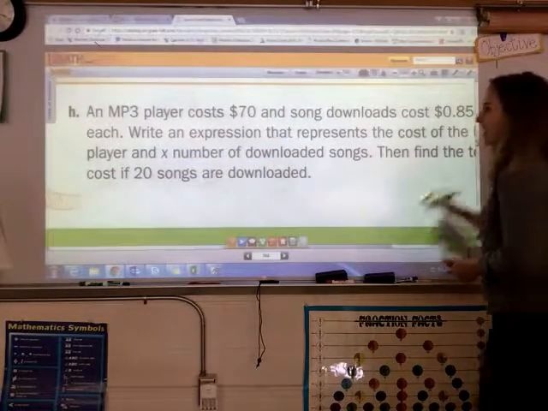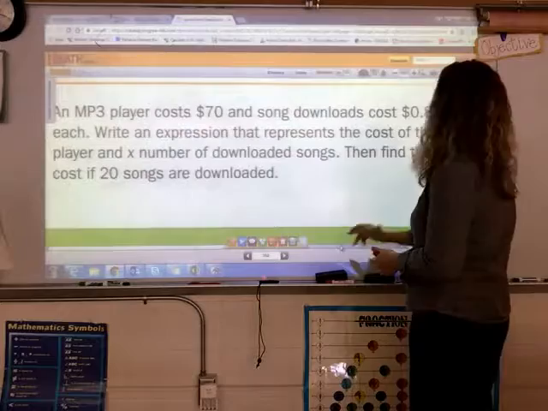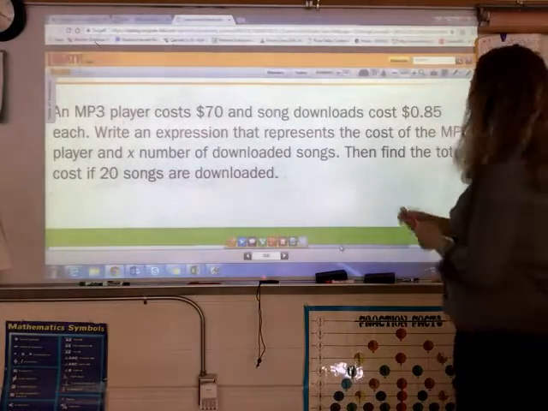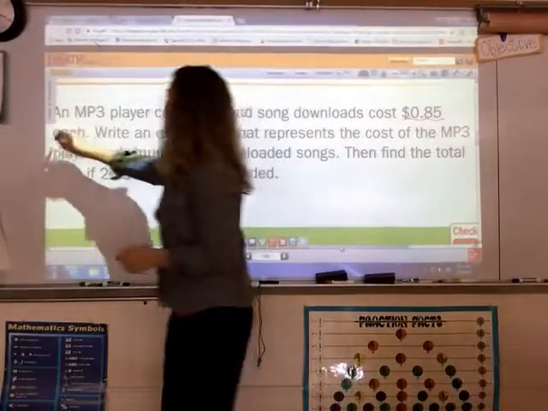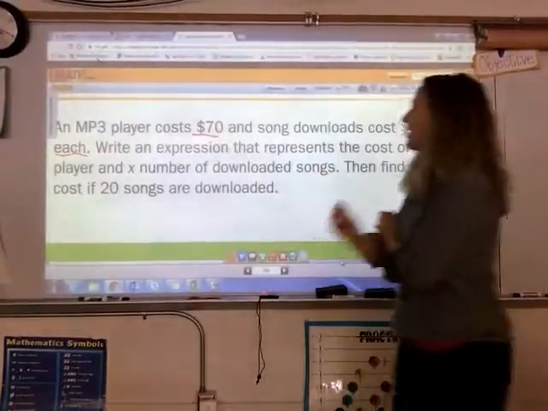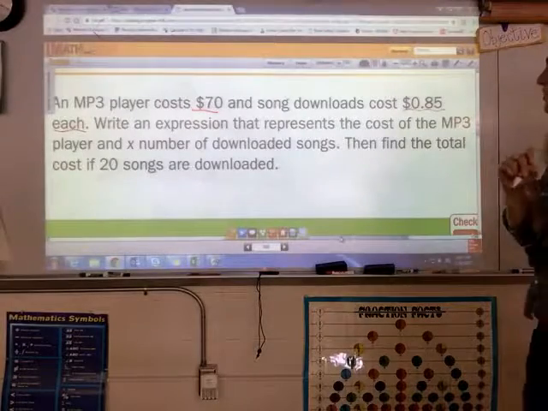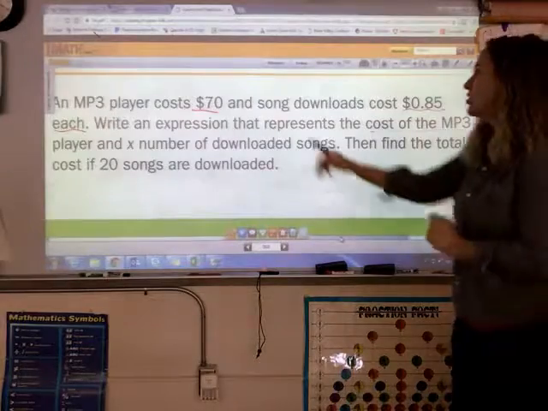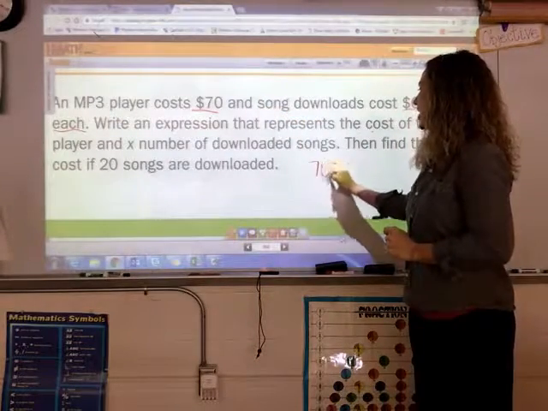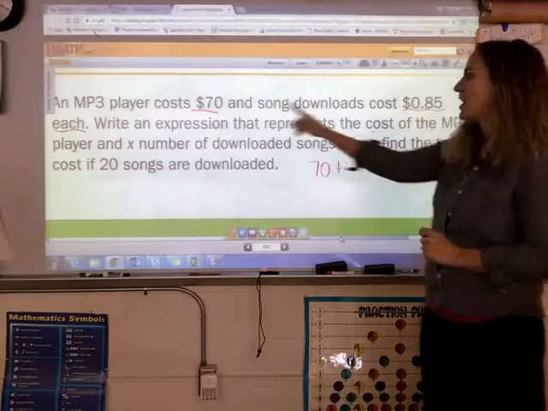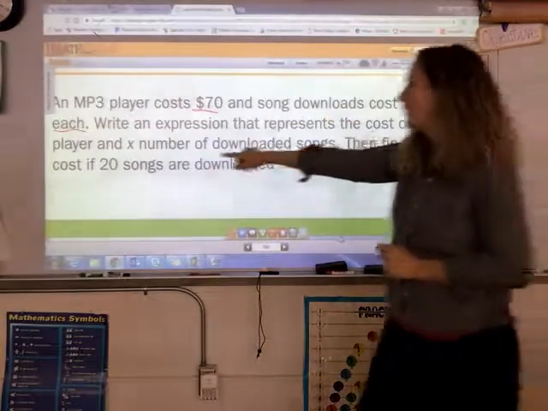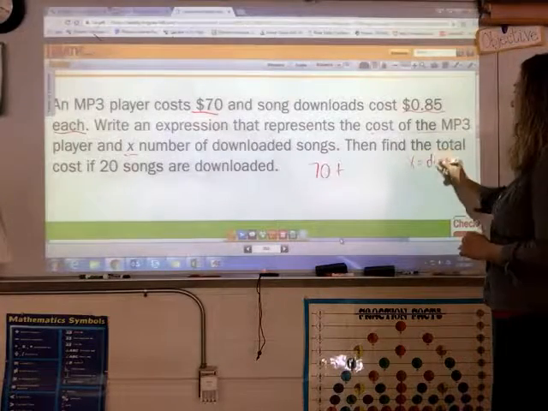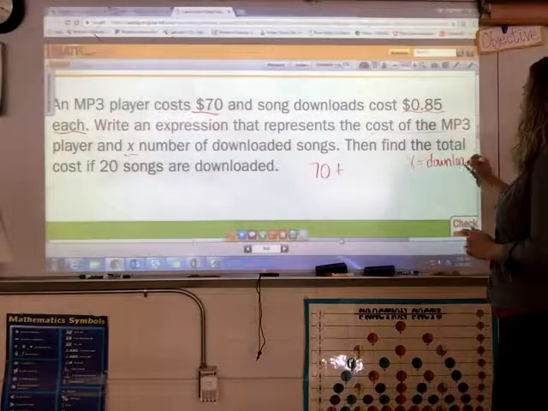Okay, taking a look at letter H here, an MP3 player costs $70 and song downloads cost 85 cents each. Okay, this is kind of important here. We know 85 cents each, and the MP3 player is going to cost $70. We're supposed to write an expression looking at the cost of this. So I know I have to pay $70 plus 85 cents each for song downloaded. They're telling me that they want me to use X. Okay, so X is going to represent downloaded songs.